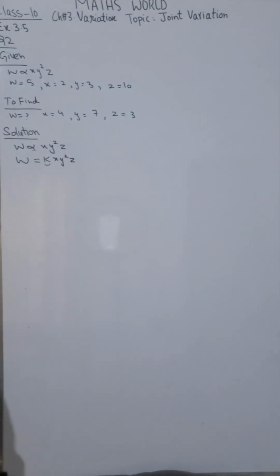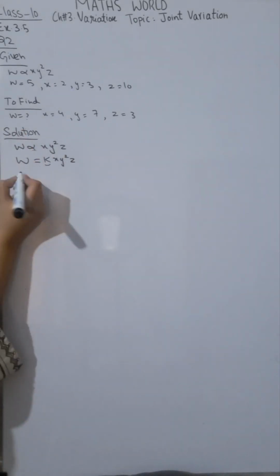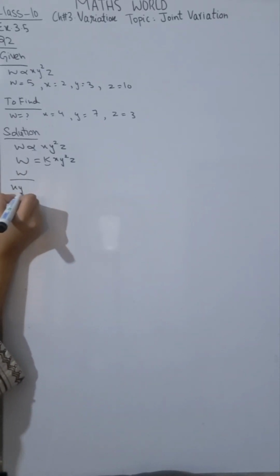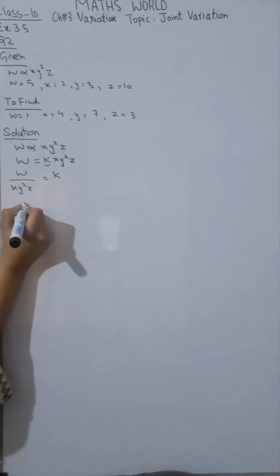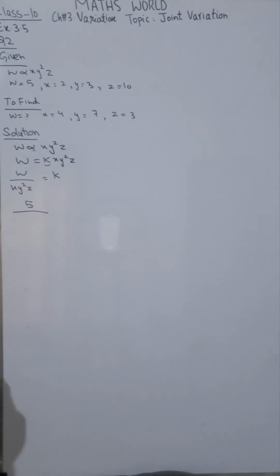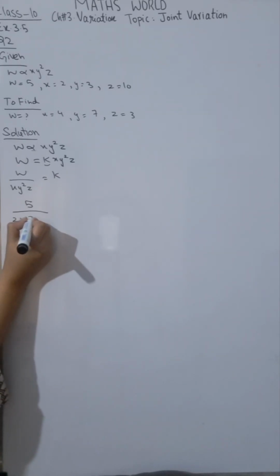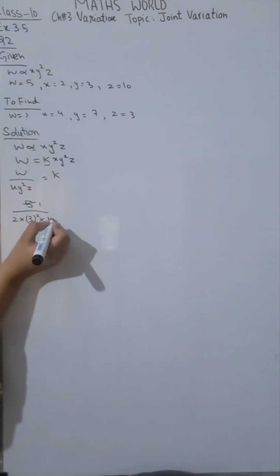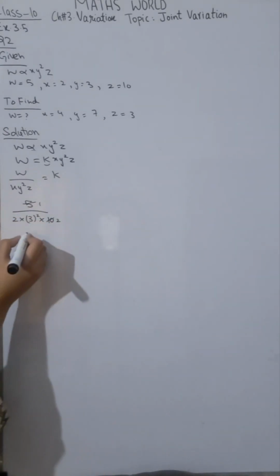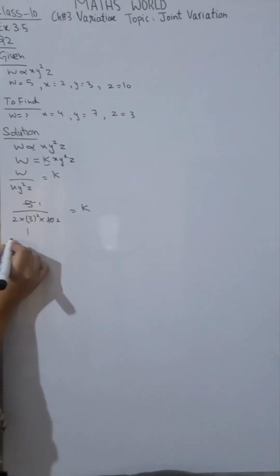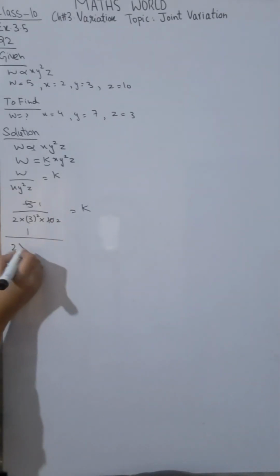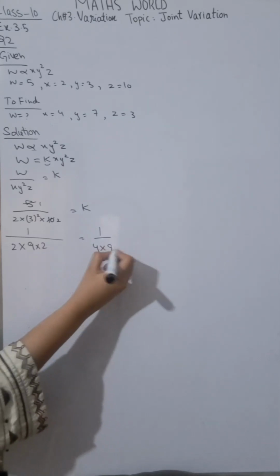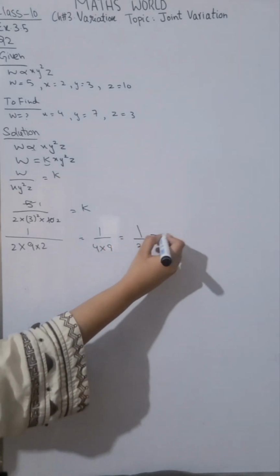Now what are the values? For the first case we are being provided 5 here, or either you can replace it also, like you write 5 over x y square z equals k. So 5 is w, sorry, and x is 2 multiplied by 3 square for y square, and z is 10. So now 5 ones are 5, 5 twos are 10. Now it is equal to k. You can write 3 threes are 9 and 4. So you will get 1 over 4 by 9, and 1 over 36. This is the value of k.